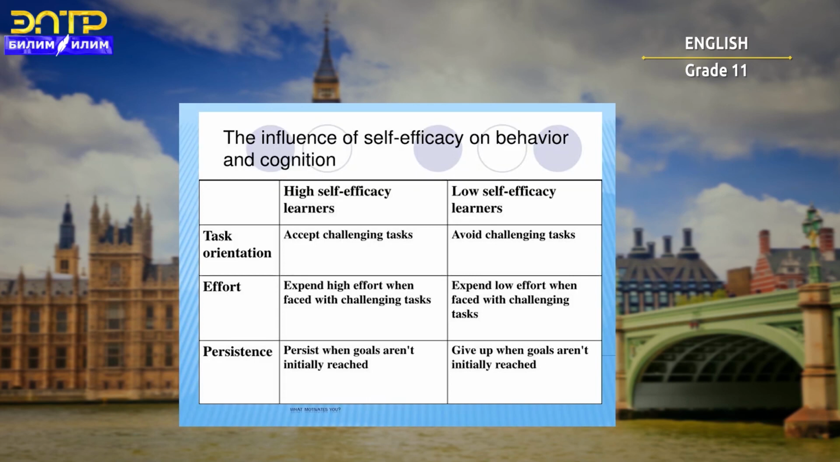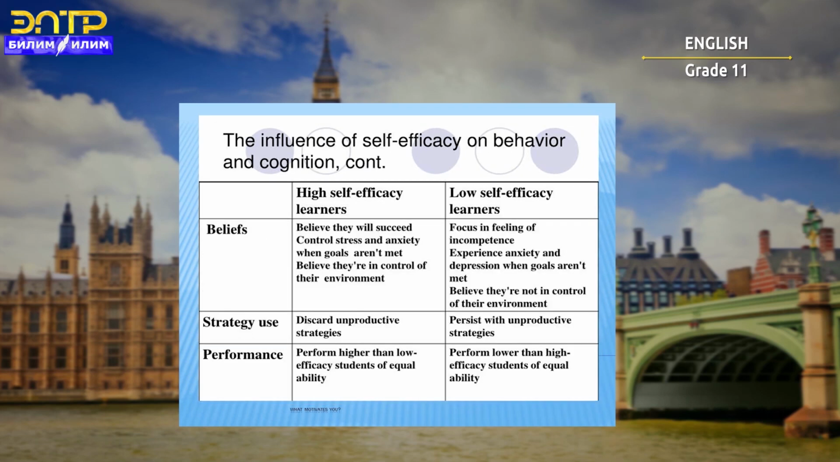The influence of self-efficacy on behavior and cognition. We have high self-efficacy learners and low self-efficacy learners. Task orientation, effort, persistence. The influence of self-efficacy on behavior and cognition. Continue. High self-efficacy learners, low self-efficacy learners. Beliefs, strategy use, performance.